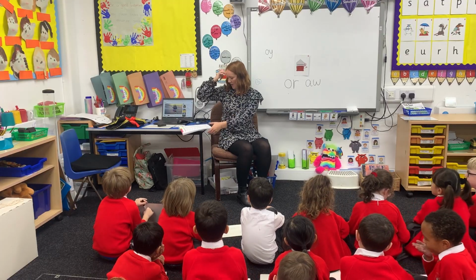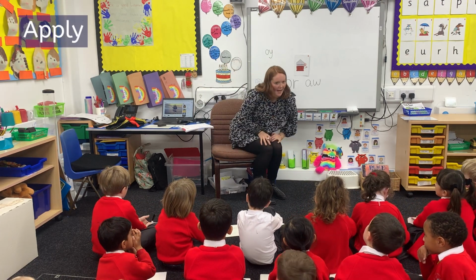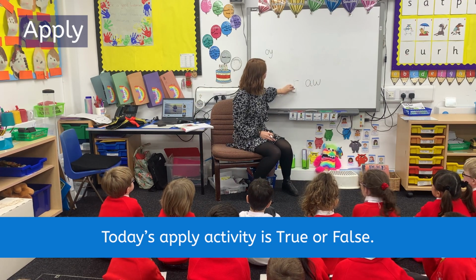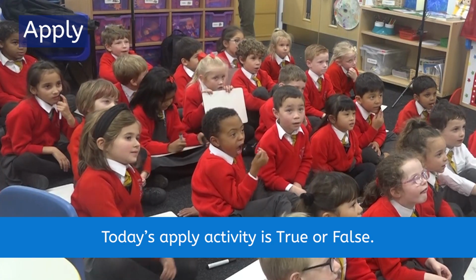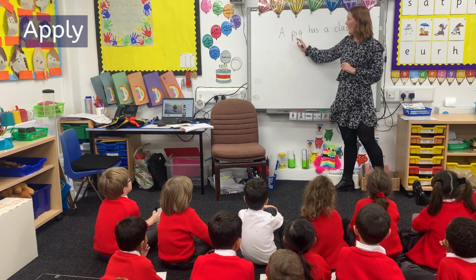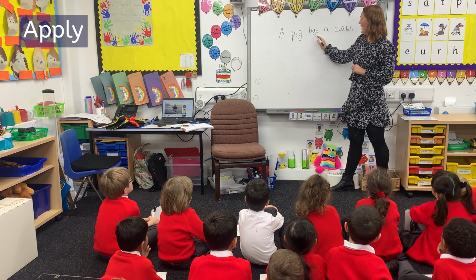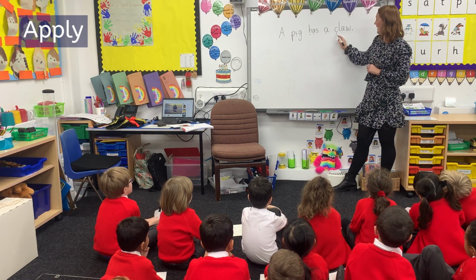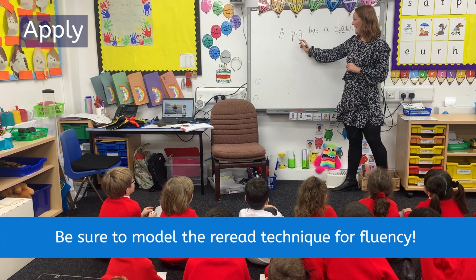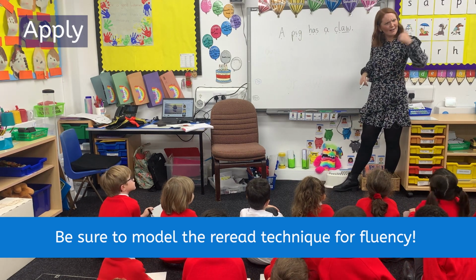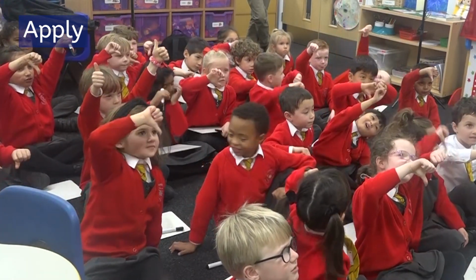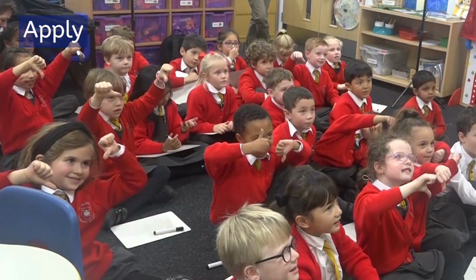Very good. I am going to write you a phrase on the board. We'll decode it together. And then you need to tell me if it's true or false. Okay, don't decode just yet. We'll decode all together as a class. So we've got a pig has a claw. Reread it. A pig has a claw. Is that true or false? Does a pig have a claw? You can show me with your thumbs, true or false. False. Pigs don't have claws, they have trotters, don't they?